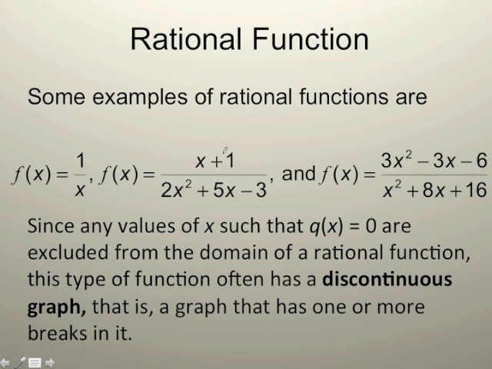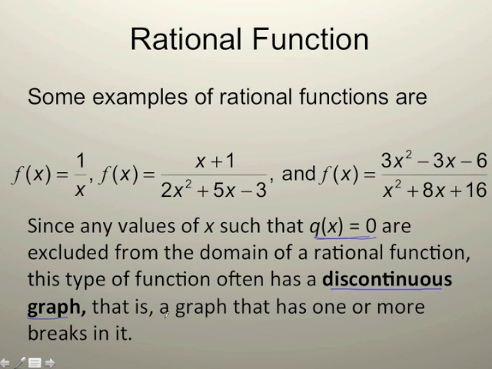Some examples of rational functions are f of x equals 1 over x, f of x equals x plus 1 over 2x squared plus 5x minus 30, f of x equals 3x squared minus 3x minus 6 over x squared plus 8x plus 16. Since any values for which q of x equals 0 are excluded from the domain of a rational function, this type of function is often discontinuous.